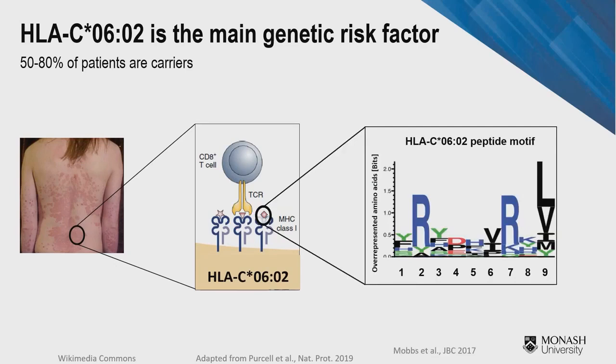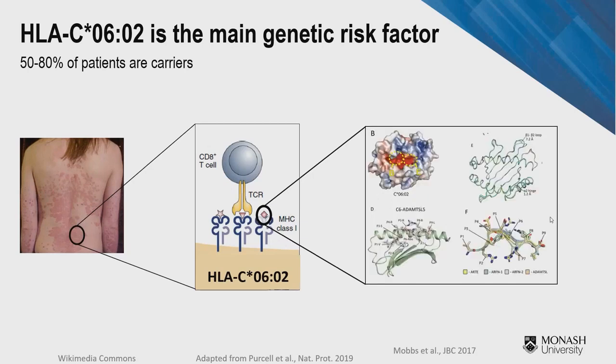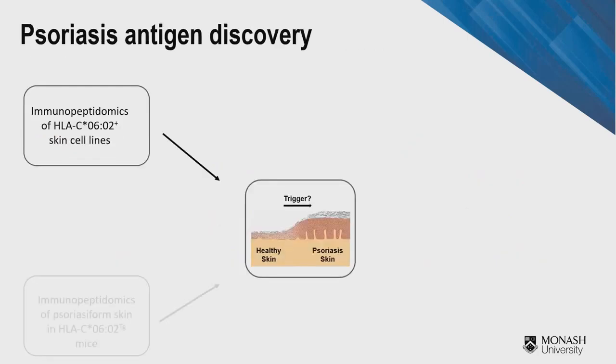And using this technique, we were the first to show that HLA-C6 presents predominantly 9 amino acid long peptides with arginines on anchor positions 2 and 7 and hydrophobic amino acids on the C-terminal position. With our collaborators, we were also able to show how the model psoriasis antigen ADAM-TSL5 binds in the groove of HLA-C6, and the ternary structure with the TCR is currently under revision.